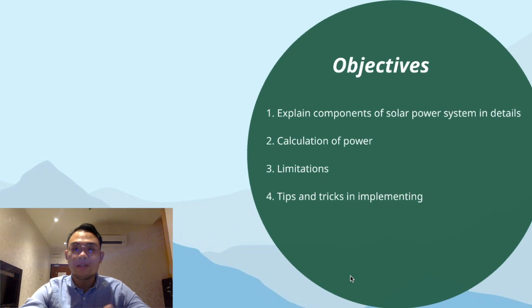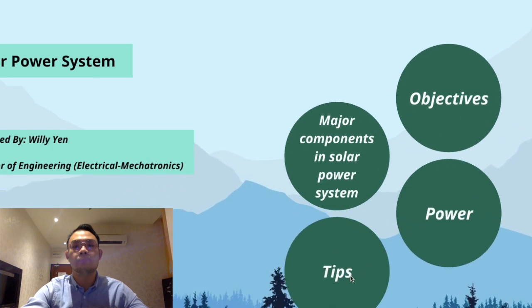So first of all, starting with the objectives, there are four main objectives in this presentation. The first one is to explain the components of the solar power system in detail. In this part, I'm going to explain the most basic components in the solar power system. The second is the calculation of power, which is how you calculate power and why you need to calculate power. The third one is the limitation of the system. And the fourth one is the tips and tricks when you're going to implement the real system.